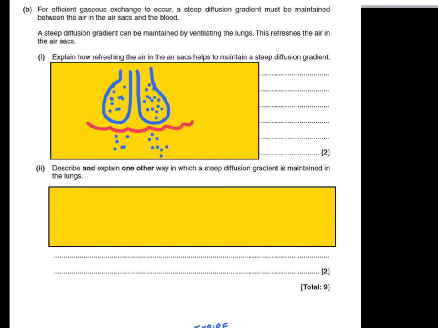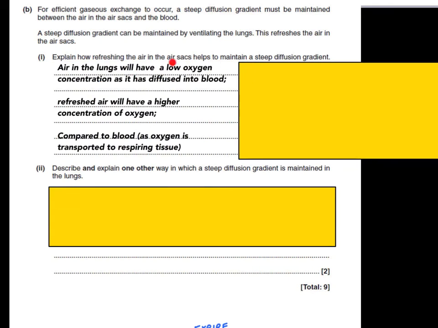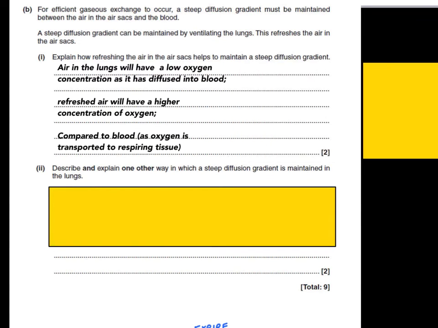By ventilating or refreshing the air in there, we have new air with a higher oxygen concentration, so the diffusion gradient is maintained. In other words, it's always higher on one side and lower on the other side. So air in the lungs will have a low oxygen concentration as it has diffused into the blood. You could say that. Or you could say refreshed air will have a higher concentration of oxygen compared to the blood as oxygen is transported to respiring tissue. So the idea is you've explained why it's high on one side and low on the other side, therefore there is a steep diffusion gradient maintained.